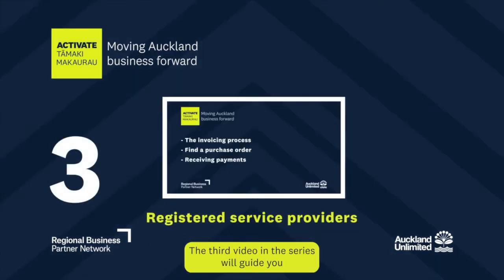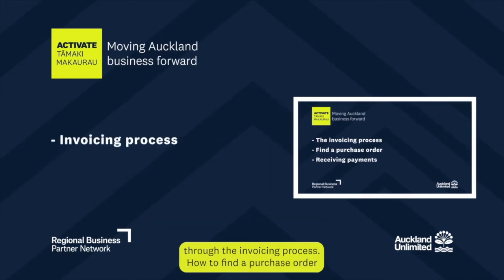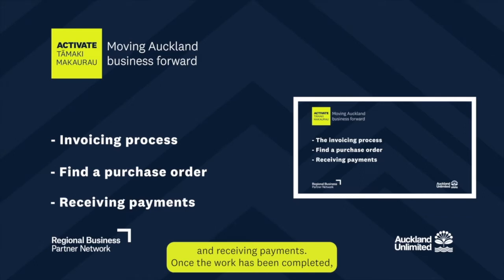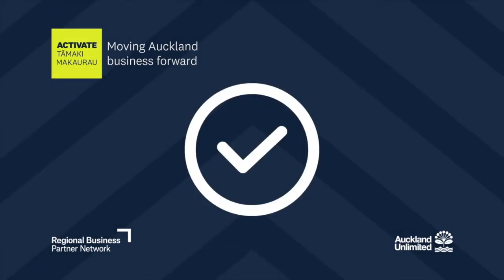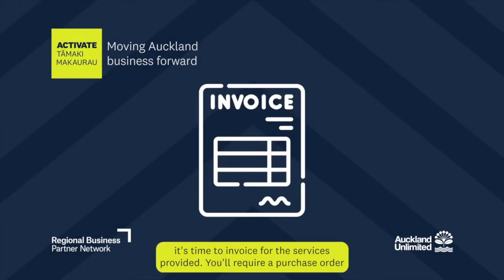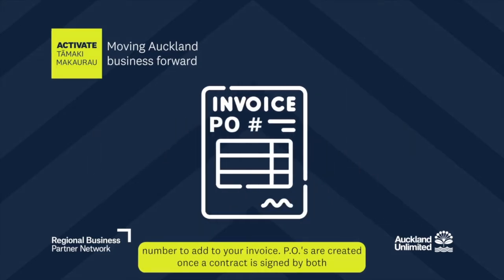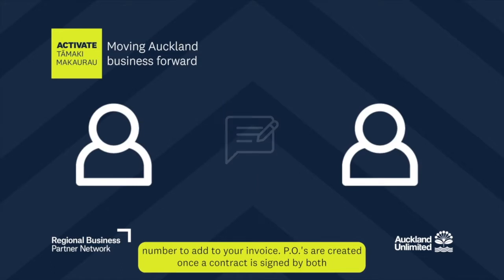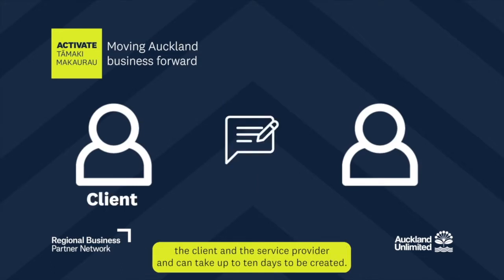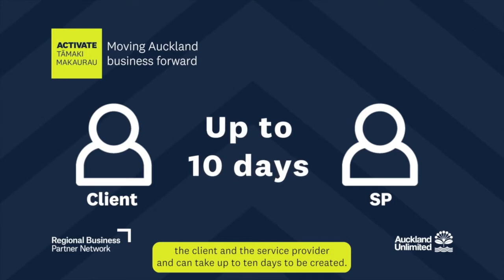The third video in this series will guide you through the invoicing process, how to find a purchase order, and receiving payments. Once the work has been completed, it's time to invoice for the services provided. You'll require a purchase order number to add to your invoice. POs are created once a contract is signed by both the client and the service provider and can take up to 10 days to be created.